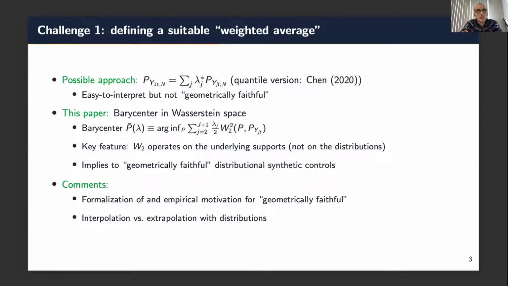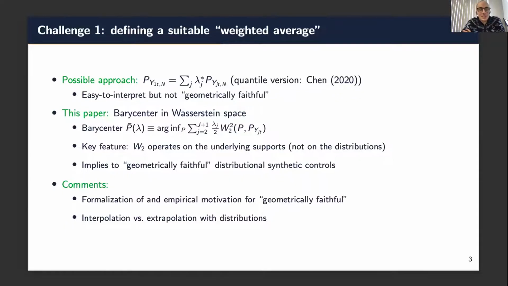And so really the first challenge, as I already alluded to before, is defining a suitable notion of a weighted average. A natural approach, which I would have thought about, I think I actually did at some point even think about because I was working on quantiles a lot. And so I just thought, well, let's just take this mixture approach here, or potentially a quantile version. This version has actually been developed in this recent paper by Chen in the Journal of Applied Econometrics.